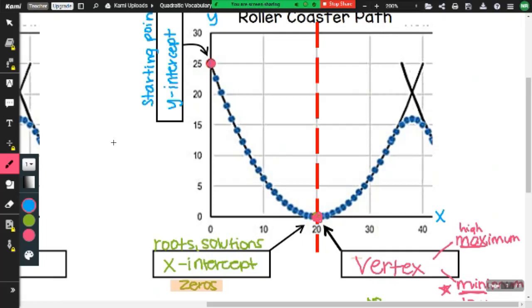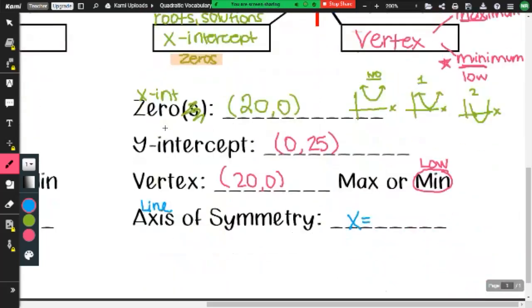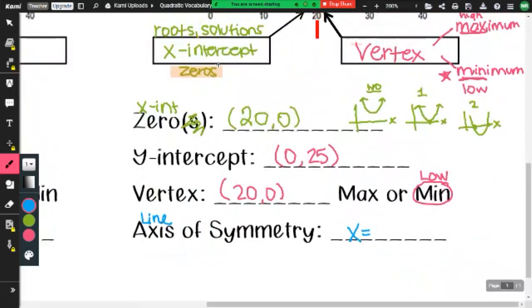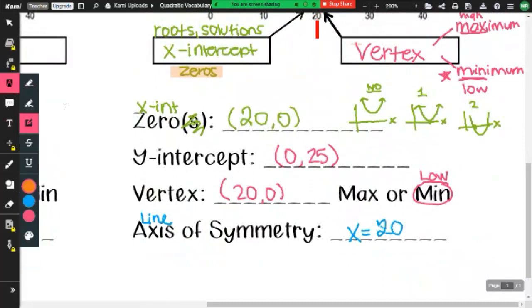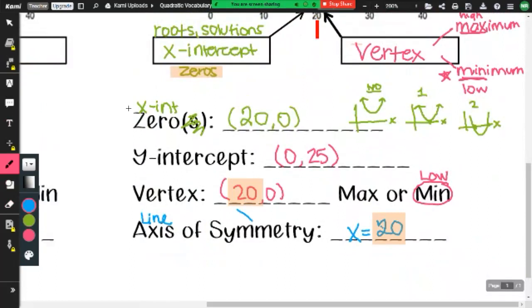In this case, the root is in the middle, but that doesn't always happen because look, if you have 2 points, the roots are on the side. It's not in the middle, but the vertex will always be in the middle. So x is equal to 20. Your axis of symmetry will always match up with the x value of the vertex.